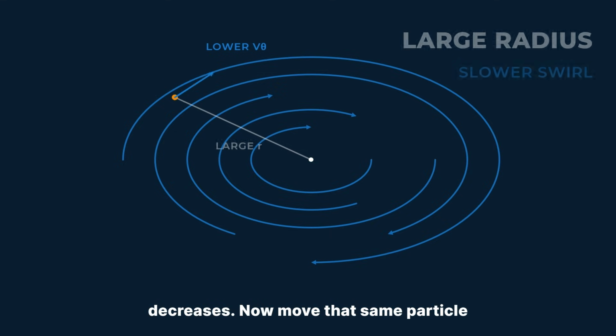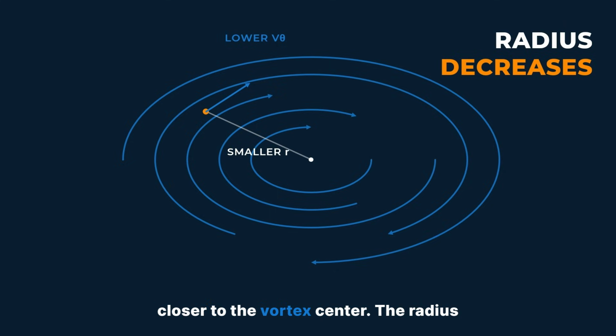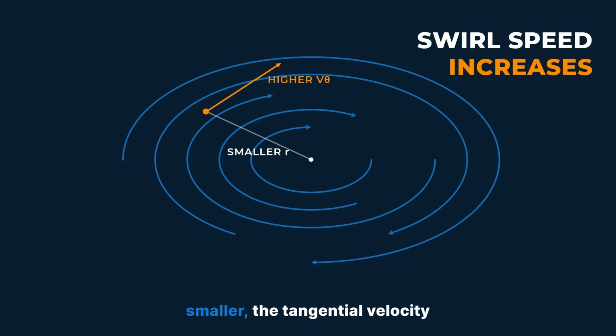Radius decreases. Now move that same particle closer to the vortex center. The radius becomes smaller. We haven't suddenly added another motor, and we haven't deliberately increased the rotational speed. But the particle is now moving closer to the center while still carrying angular momentum. Swirl speed increases. As the radius becomes smaller, the tangential velocity increases. In very simple words, move inward, spin faster. This is one of the most important characteristics of an ideal free vortex. The closer the rotating fluid moves toward the center, the stronger the swirl becomes.